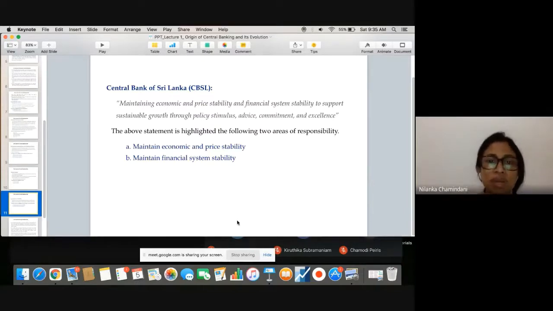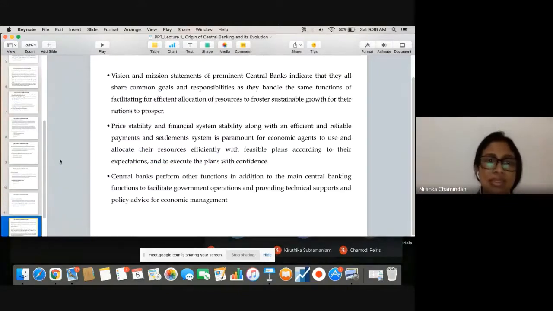Especially when it comes to price stability, we have a set of policy instruments under monetary policy. And also at times, as I already discussed with you, there is a way that we can advise the relevant parties, especially the government and other entities as well, and also the commitment that we have and the excellence, right. These are the common aspects that we are focusing on, right.